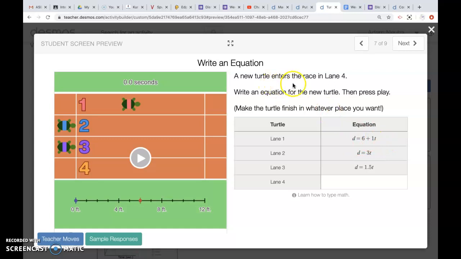So new turtle enters the race in lane 4. Write an equation for the new turtle and press play. Okay, so you can write anything. And if you write y equals x plus 5, it won't work. So you need to write d equals something times t. So 3 is the slope, the speed, 3 feet per second, plus, let's say, 2, right? So it's a 2 foot head start, and then 3 feet per second speed. So let's see what happens.